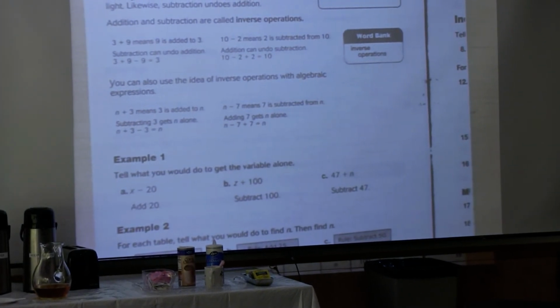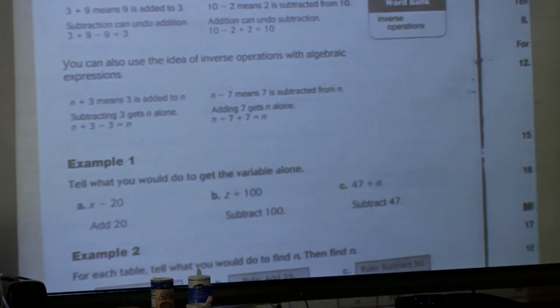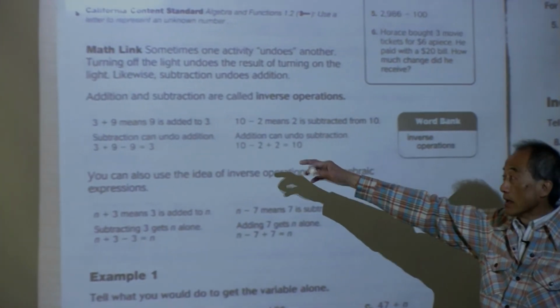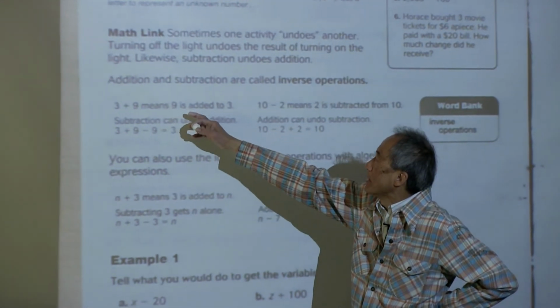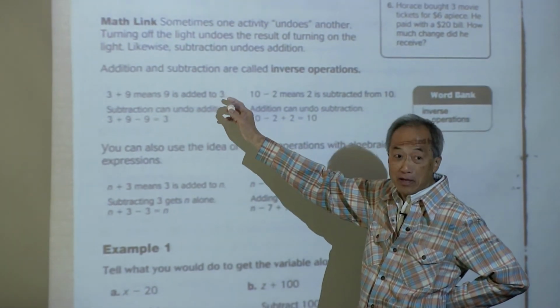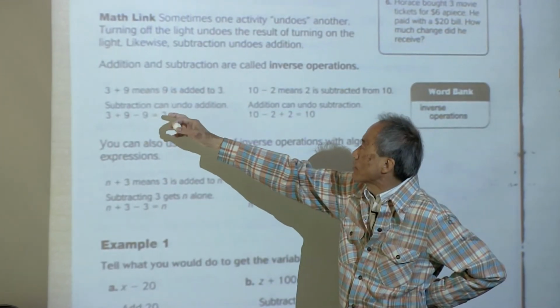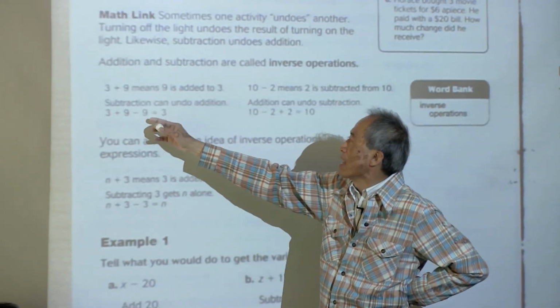Well, there's nothing more to it than just that line. It says addition and subtraction are called inverse operations. So the way they explain it is the following. 3 plus 9 means 3 is added to 9 is added to 3. Think about that for a second. Subtraction can undo addition. 3 plus 9 minus 9 is equal to 3.